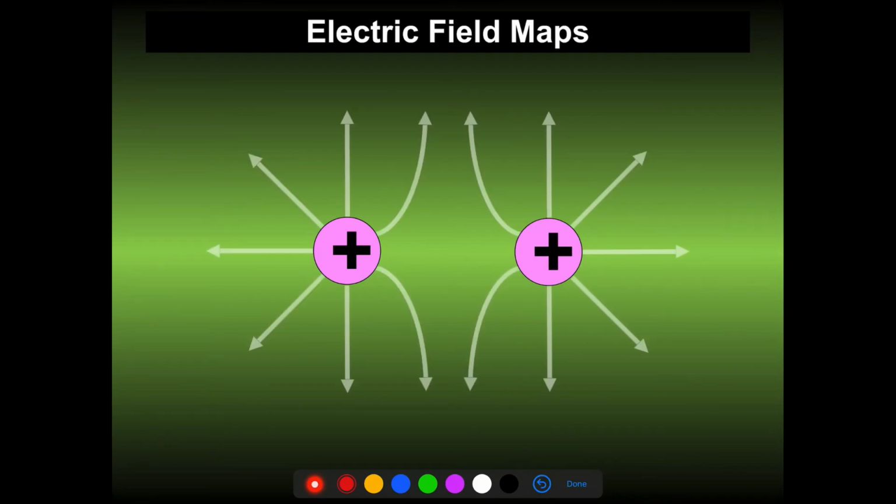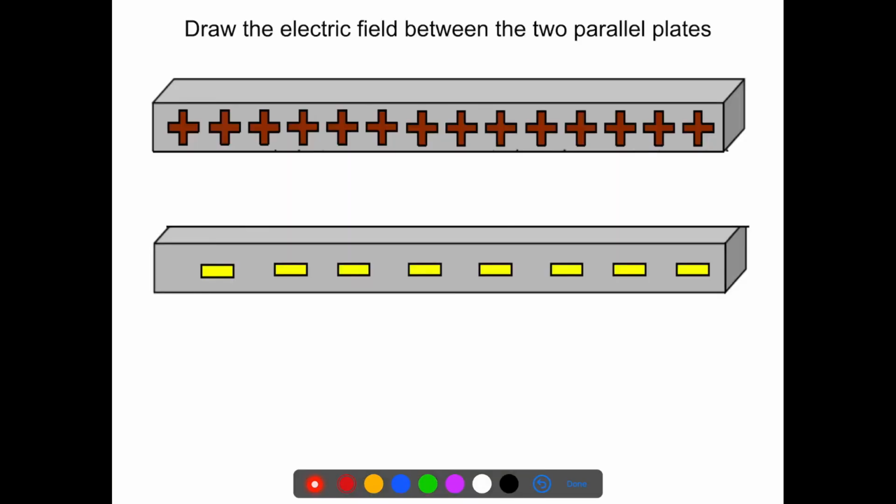What about two positives? What are you going to do there? Well, they don't want to be near each other, and they're going to bend away from each other. And right here in the middle, zero E field. There's no electric field right there in the middle.